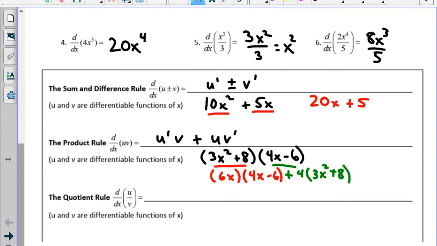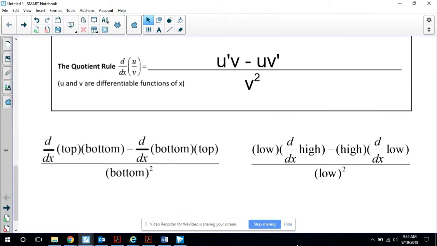Finally, the quotient rule. The first time I made this video, I kind of screwed up the quotient rule, so I'm going to make sure that I don't screw it up this time. The quotient rule, if we have two differentiable functions of x, u and v, it is the derivative of u times v minus the derivative of v times u all over v squared. I have another couple ways that you might want to remember it, depending on the way that you think. The way that I tend to think about it is the derivative of the top times the bottom minus the derivative of the bottom times the top all over the bottom squared.